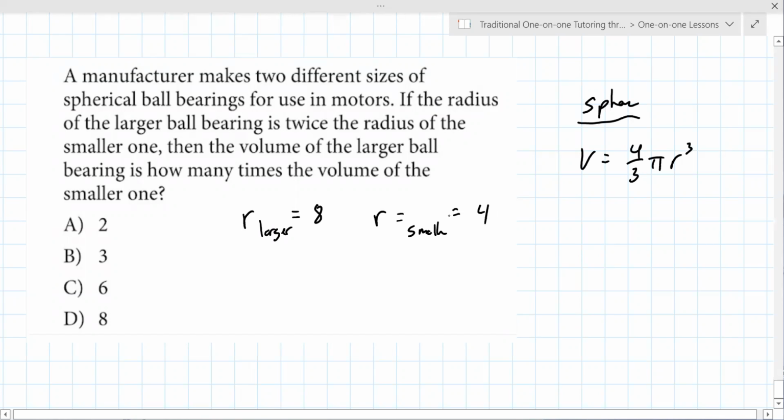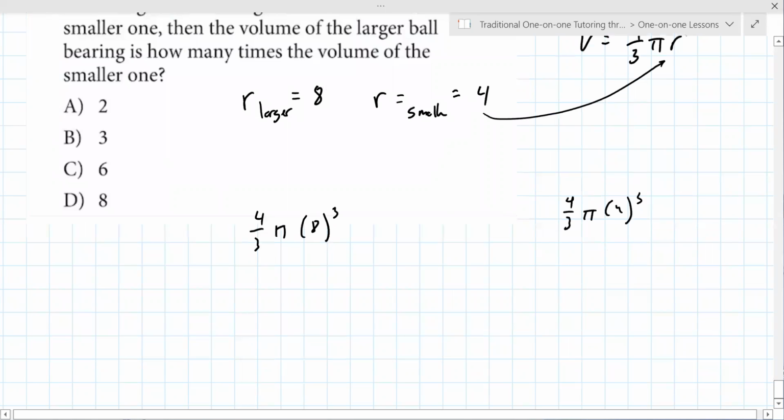Okay. Now, when you put the 4 into this formula, you get 4/3 pi 4 cubed. And when you put it into the larger, you get 4/3 pi 8 cubed. Do you know 8 cubed? Do you know 4 cubed? 4 cubed would be 64. So the bottom is 4/3 pi times 64. The top, do you know 8 cubed?